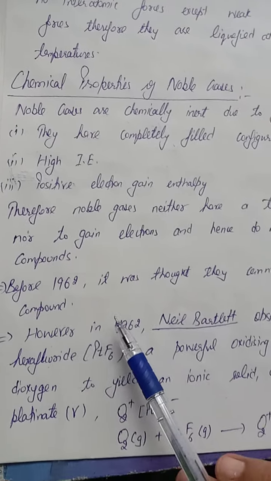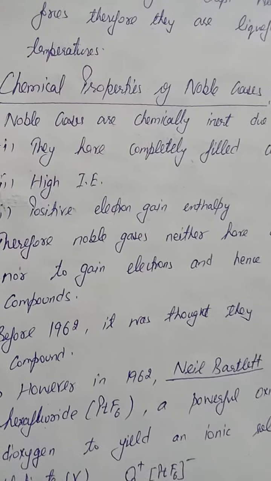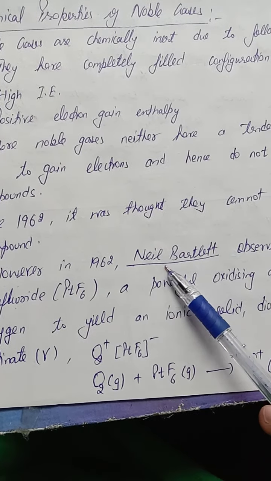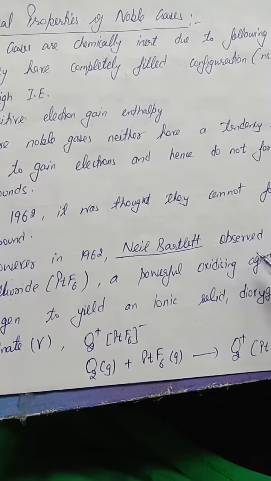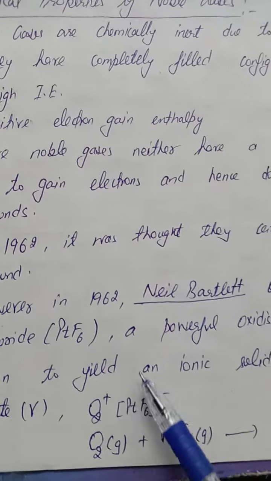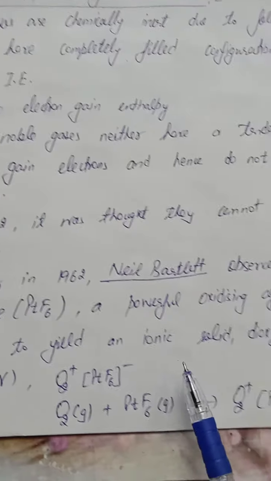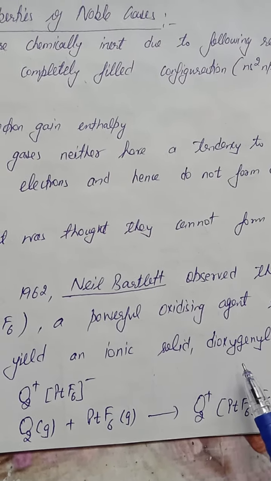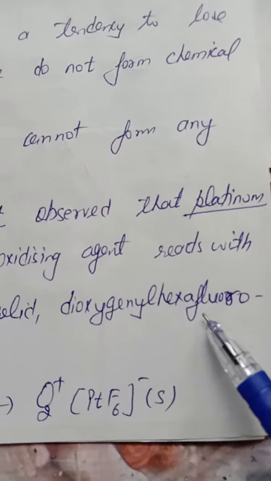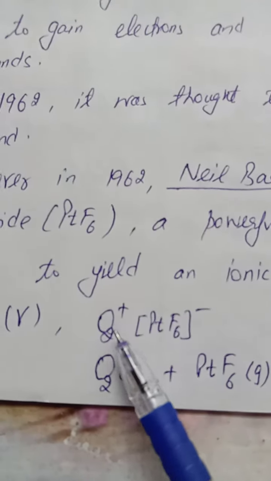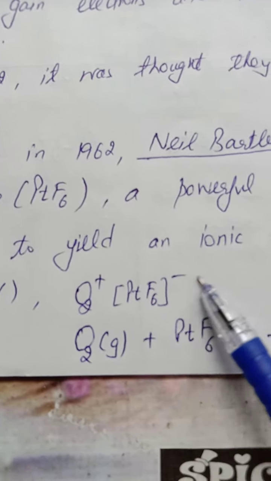Before 1962 it was thought that they cannot form any compound, but in 1962 Neil Bartlett, that is N. Bartlett, observed that platinum hexafluoride, which is PtF6, is a powerful oxidizing agent. It can react with dioxygen to yield an ionic solid, which is dioxygenyl hexafluoroplatinate(V). Its formula is O2+ PtF6-.